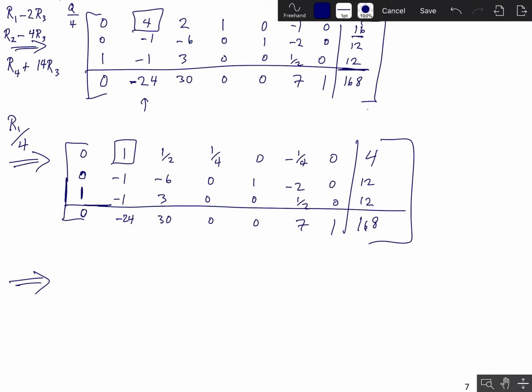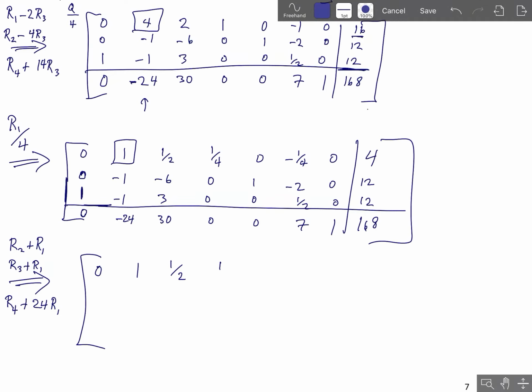So now that we have a 1 where we want it, we're going to eliminate the rest of that pivot column. So for that, I would take row 2 and add the pivot row. I would take row 3 and add the pivot row. And I would take row 4 and add 24 times the pivot row. So this top row is not changing, so I'm just going to copy it down.